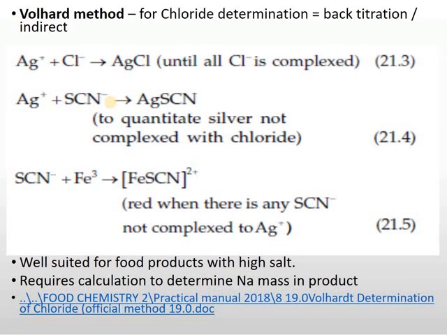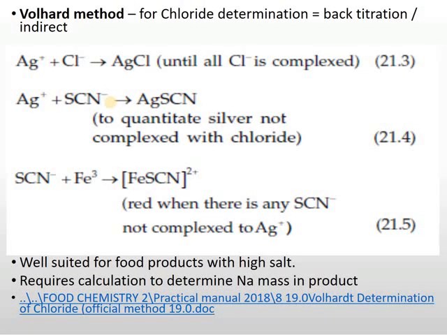Very important differences, besides the differences in terms of the complexity of the Volhard method: the Volhard method is applicable where the pH of the medium is acidic. Let's say you are titrating for sodium chloride in beverages that are high in acid. Then you use that. However, if you were to measure the same using Mohr's method, it's not going to function because Mohr requires a higher pH.